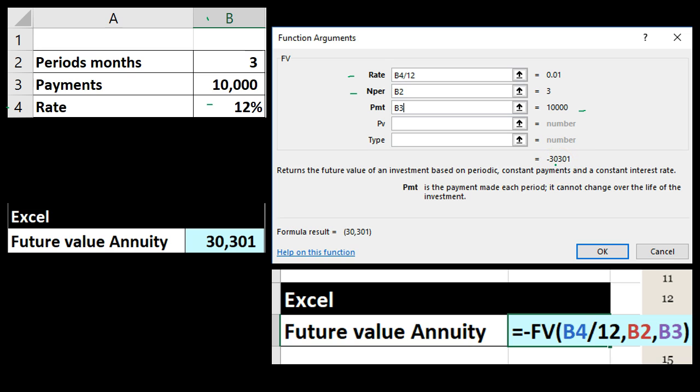It's a negative here. If we want to flip the sign, once we have generated the formula, we can put a negative in front of the function. That will flip the sign, in essence, taking that number and multiplying it times -1. So we have equals negative future value, and then we have B4. So B4 is going to be the rate, divided by 12, the number of periods, comma, and then B2, so within B2 we have the number of periods, which is going to be 3, and then comma, next to argument B3, which is the payment amount. This being an annuity, we have the payment, which is going to be the 10,000.